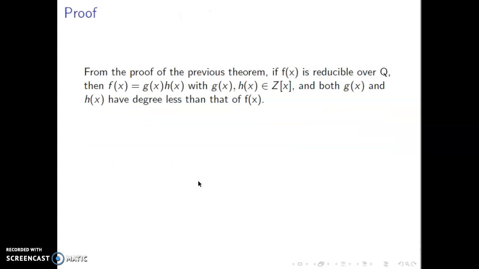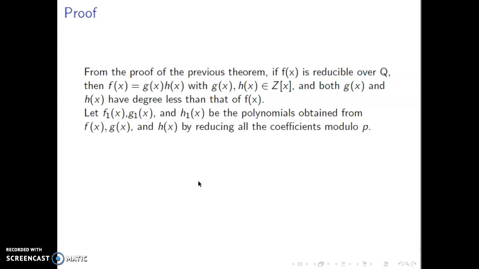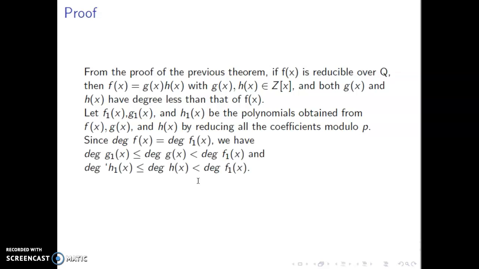From the proof of the previous theorem, we know that if f(x) is reducible over Q, then f(x) is equal to g(x) times h(x), with g(x), h(x) polynomials over Z, and both g(x) and h(x) have degree less than that of f(x). Suppose f1(x), g1(x) and h1(x) are the polynomials obtained from f, g and h by reducing all the coefficients modulo p.